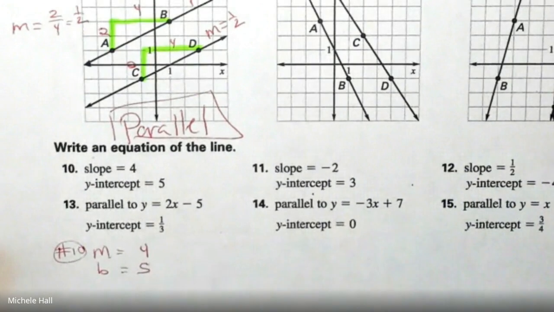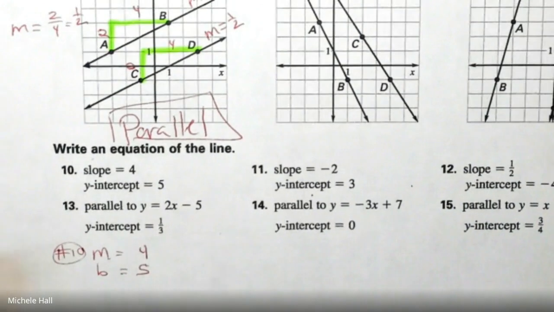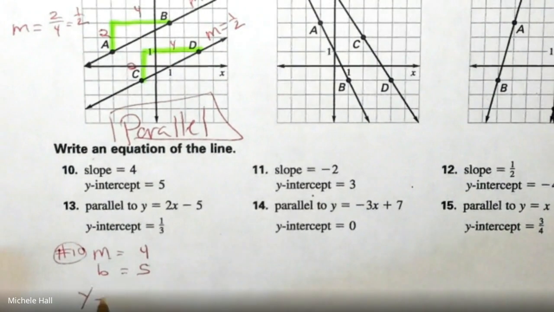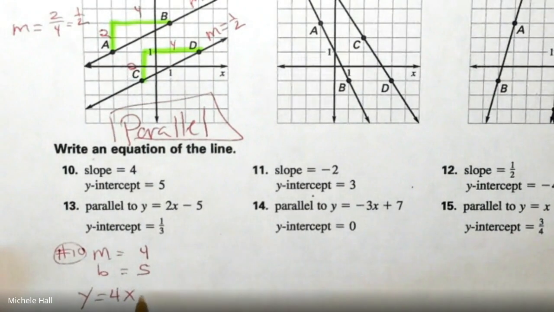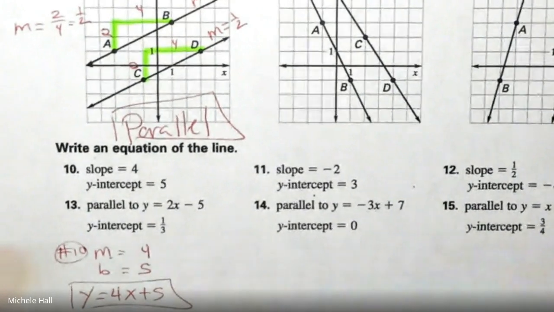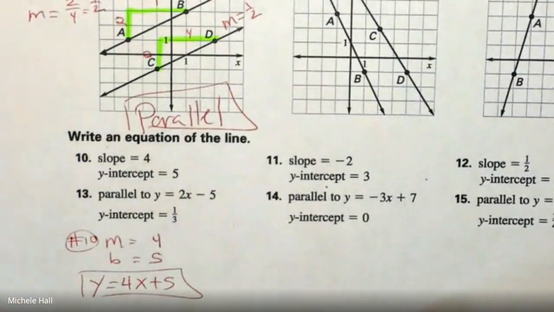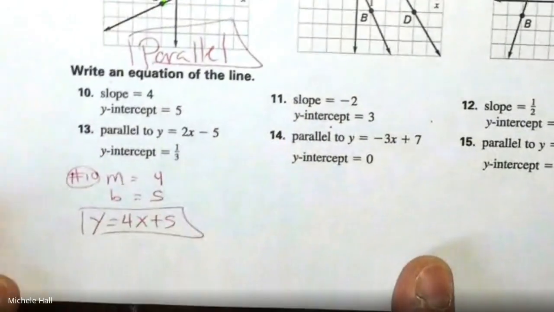Can you write an equation of a line when you have slope and intercept? Write your equation. y equals my slope times x, and my b is positive 5. Number 10. If I have m and I have b, I can write an equation of a line.